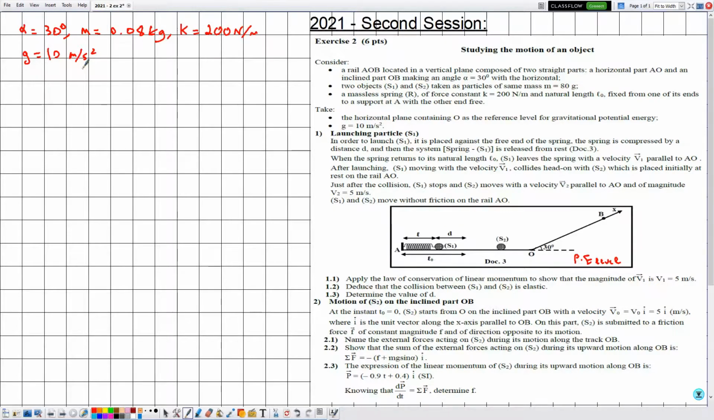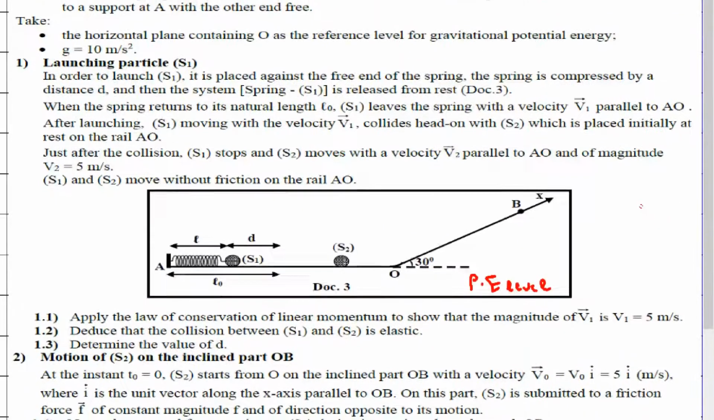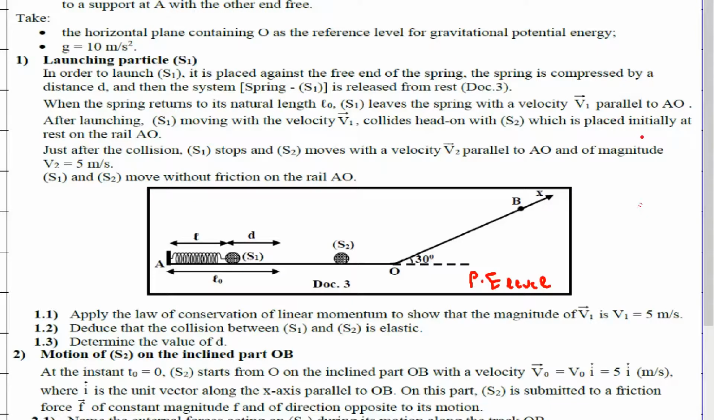Now part 1 of this exercise, launching particle S1. In order to launch S1, it is placed against the free end of the spring. The spring is compressed by distance d. So what does d represent? d represents the compression of the spring, because initially the free length of the spring is given by L0. Then the moment we compress the spring by distance d, the spring stores elastic potential energy.